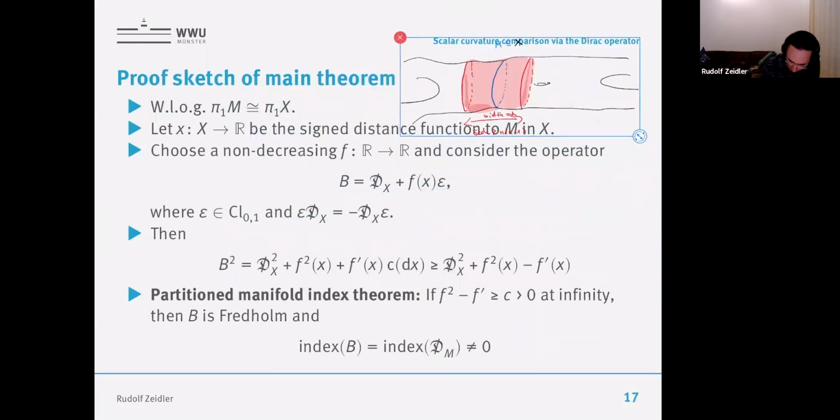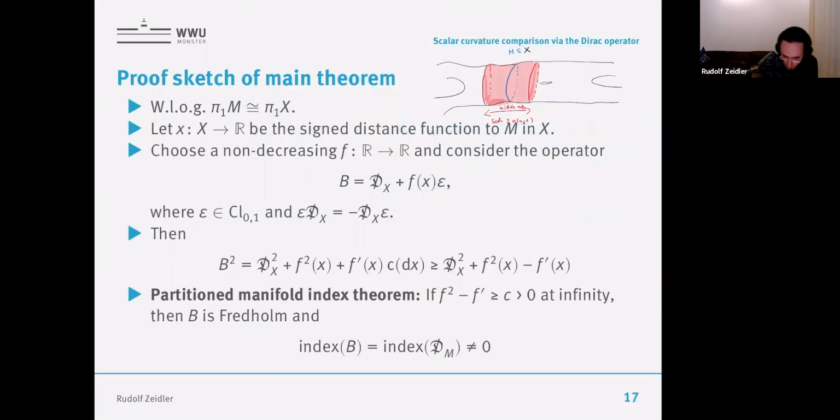Copy this to here. So if you assume this, then this M will actually be a partitioning hypersurface. So it will split the manifold into two parts. And as usual in such a situation, we take the signed distance function to the manifold M. So you put a negative sign if you're here, a positive sign if you're here, and otherwise you just take the distance and put the signs depending on where you are.